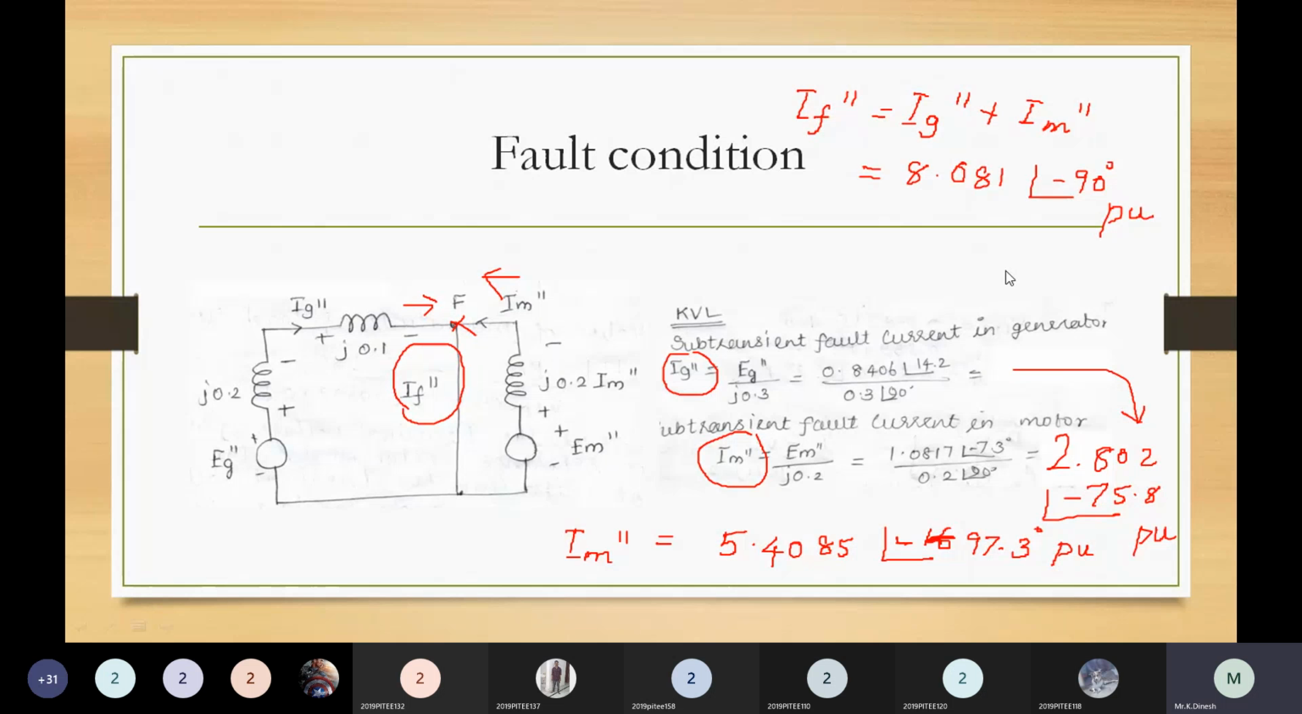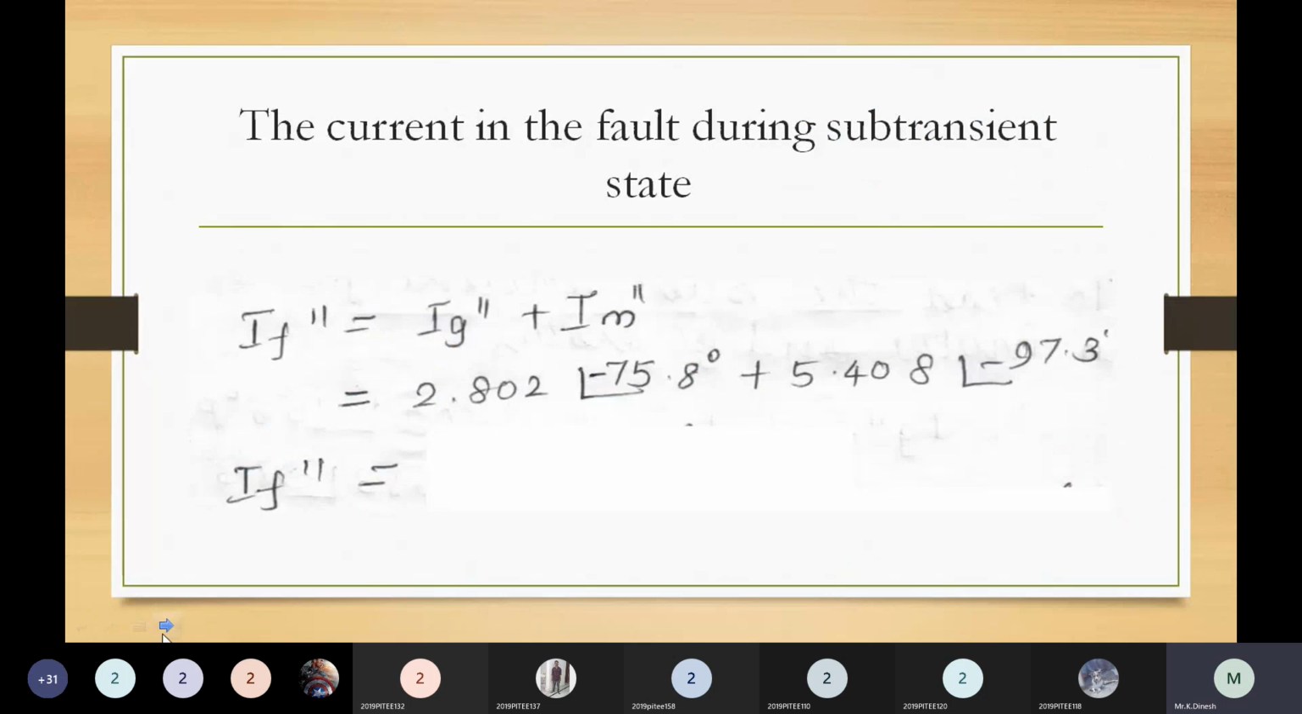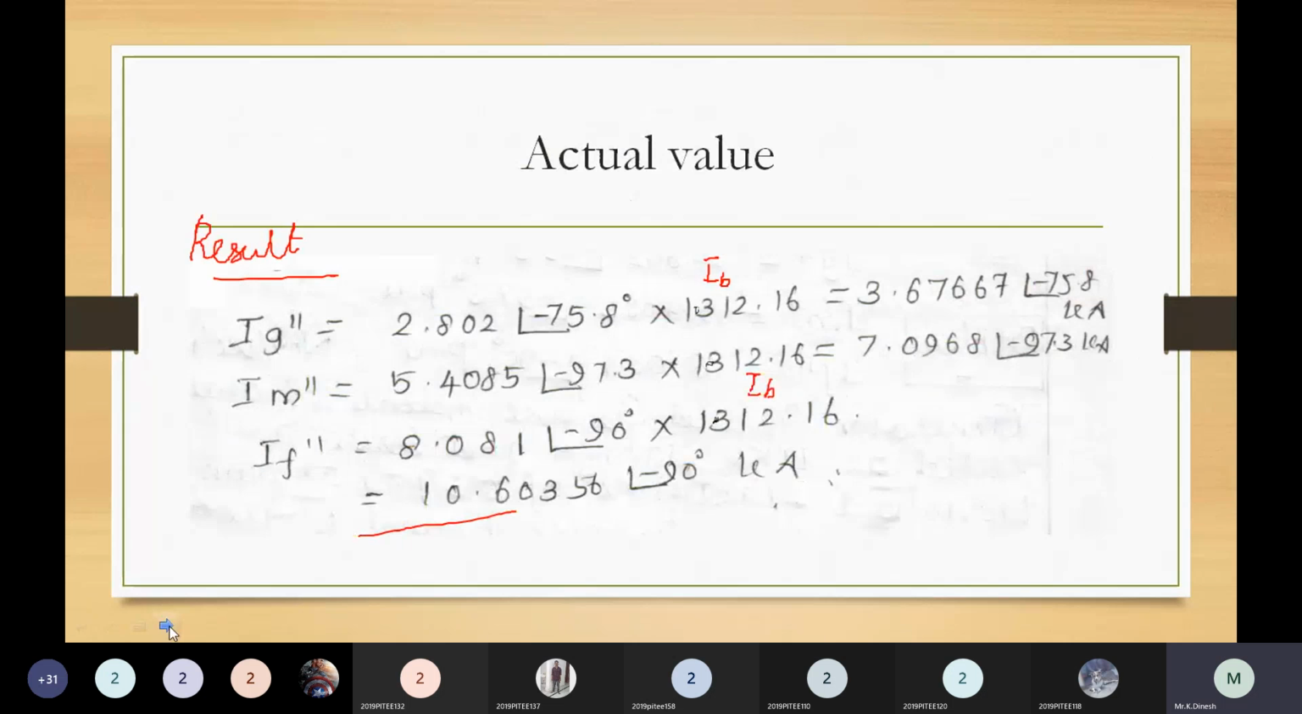The same solution we can obtain with the help of Thevenin's theorem. So this is the last step. Once you find the results, you have to write the result separately. In the problem, they asked for the subtransient generator current, subtransient motor current, and subtransient fault current.